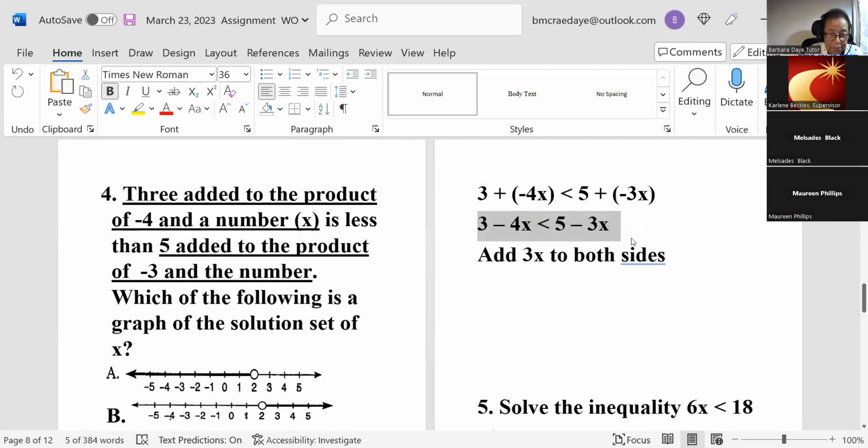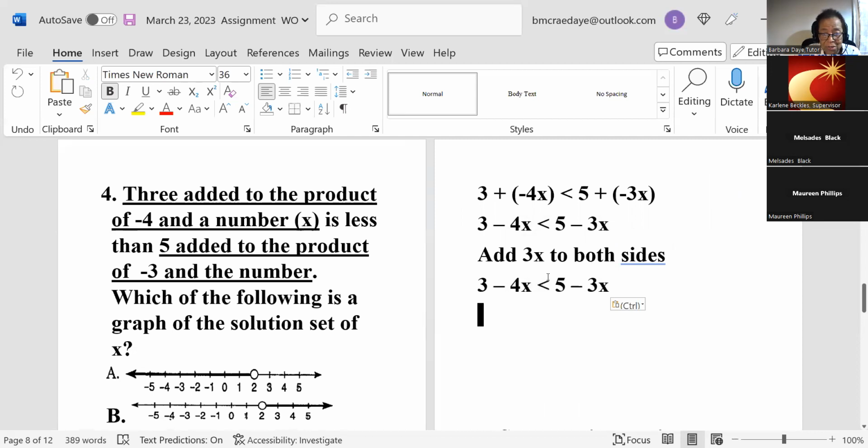Mercedes, you adding it? I'm just admiring what she's doing. Are you writing? You should be doing the operation. Yes. Okay. So add the 3x and do that on the right side. Add the 3x. Right.